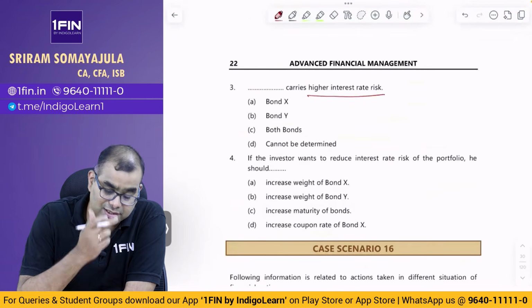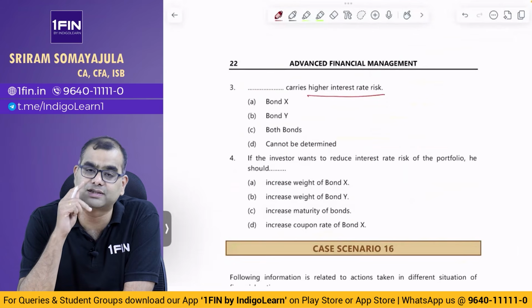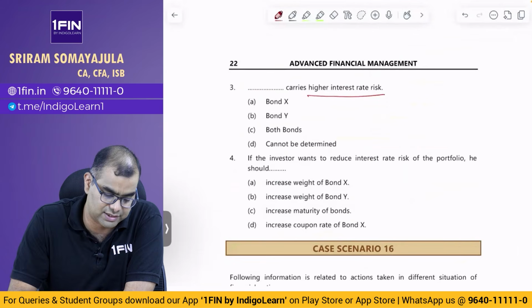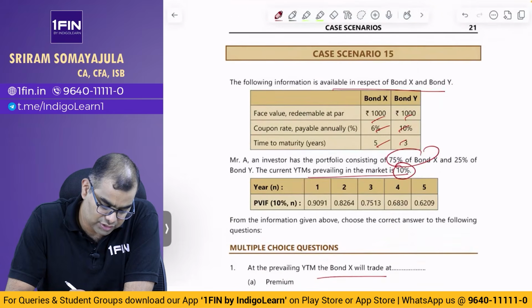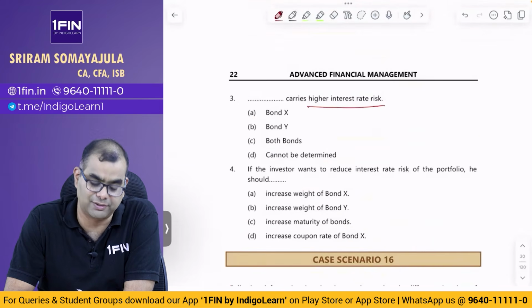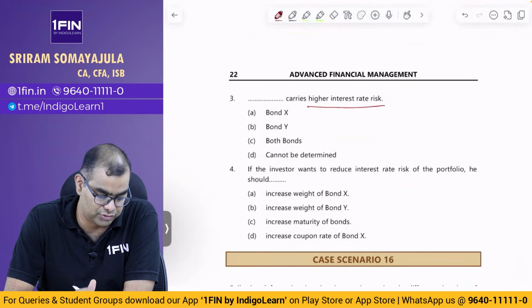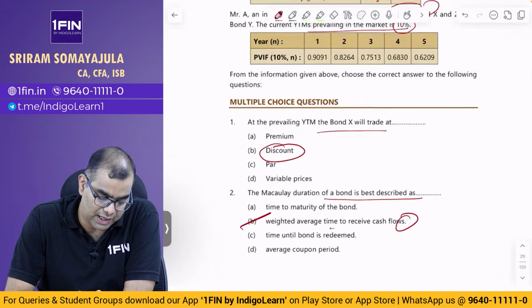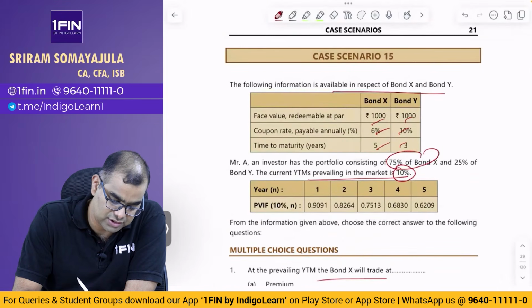Then, dash carries higher interest rate risk. Which kind of a bond has higher interest rate risk? A bond with higher duration has higher interest rate risk. Now, which bond has higher duration? It is very difficult to figure out based on this. See, higher coupon rate means lower duration. Lower coupon rate means higher duration. In the same way, higher maturity means higher duration. So these are inversely related.